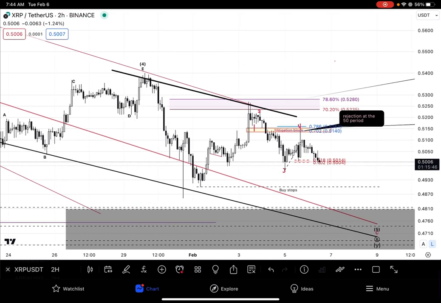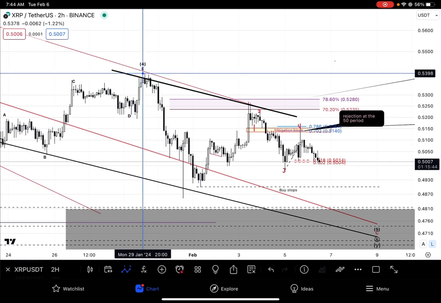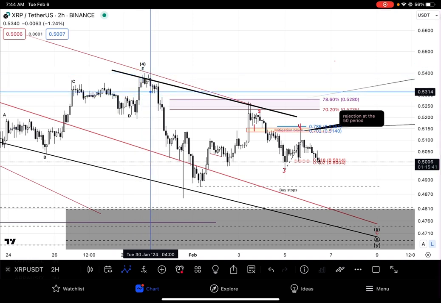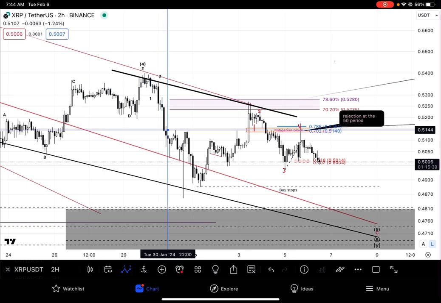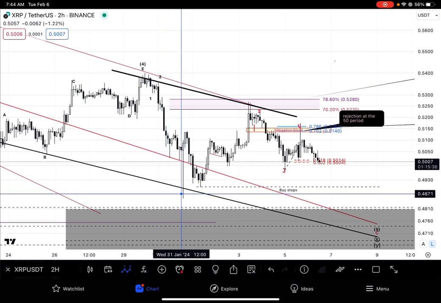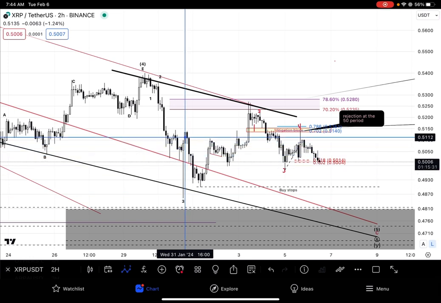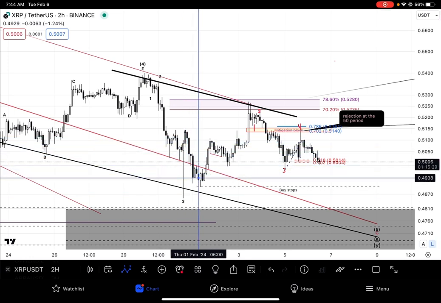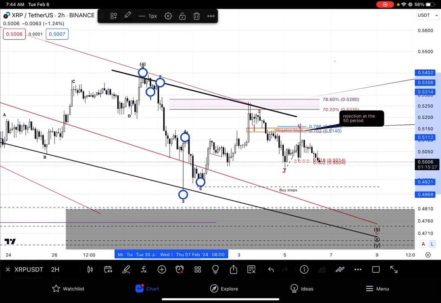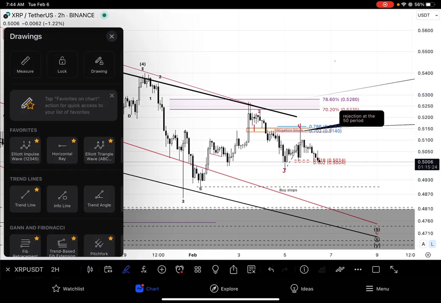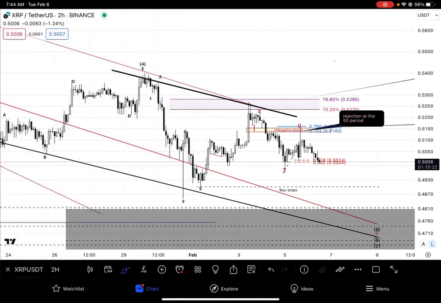So if we're going to plot out the subwaves here, this over here would be your wave 1. This is your wave 2. Come down for a third, fourth, and then a truncated wave 5. And then we have an ABC correction. So this is your one. Wait, it would actually look like this.